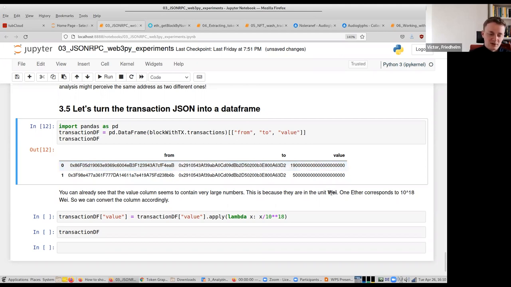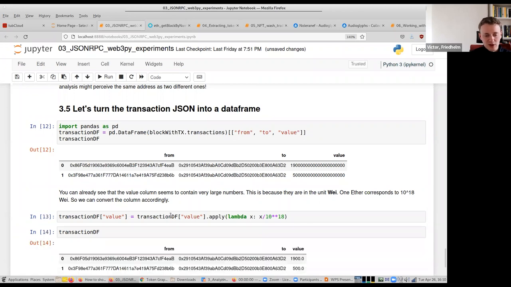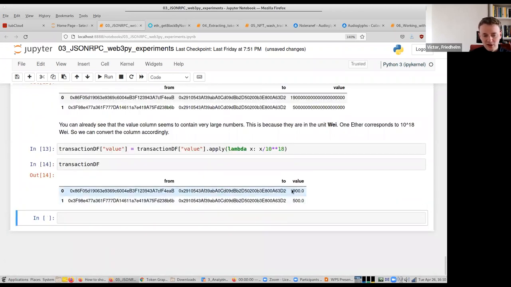And Ethereum has, for each ether denomination, a different name. But so one ether corresponds to 10 to the power of 18 wei. And so we could convert that column accordingly. Just divide by 10 to the power of 18, then we would see that that transaction actually sent 1,900 Ether and that one sent 500 Ether, coincidentally to the same address. Now, of course, that was in the early days. So at that time, that should have been about $2,000 and $500 maybe. So that would be quite different today.